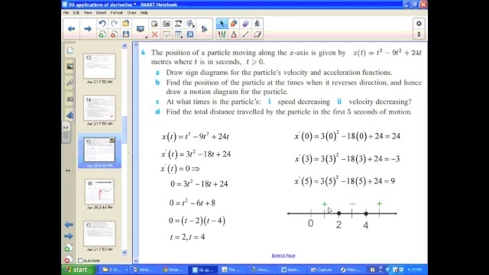Basically, we have a positive first derivative from 0 to 2 seconds. We have a negative first derivative from 2 to 4 seconds, and a positive first derivative from 4 seconds and beyond. So what that means basically is the object was moving away, and then it was moving back in the opposite direction over those 2 seconds, and then it was moving back in the original direction for the remainder of its path.